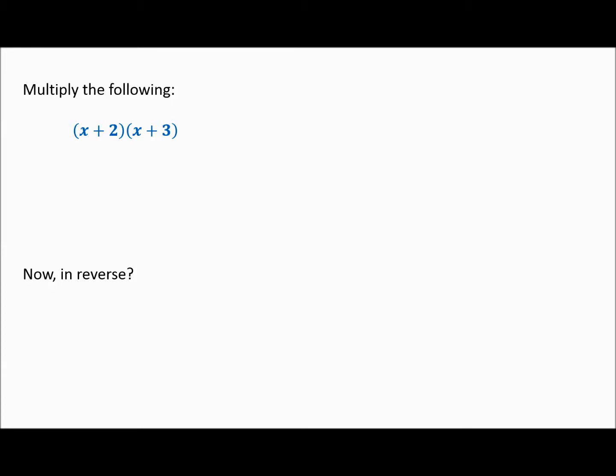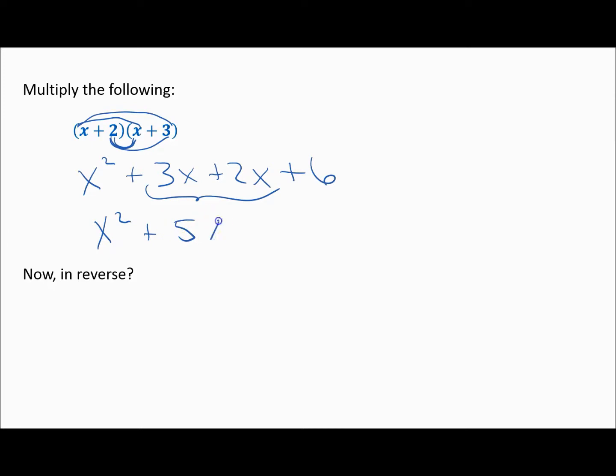So let's do that. Remember the FOIL method where you go first times first, so that's x squared. And then outers, you multiply the outer values together. X times 3 is a positive 3x, so we put plus 3x. And then inners, 2 times x is a plus 2x. And then last, so the last in line are the 2 and the 3, so plus 6. And then we add those middle terms together. That's x squared plus 5x plus 6.